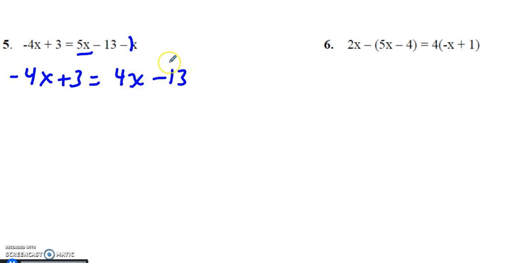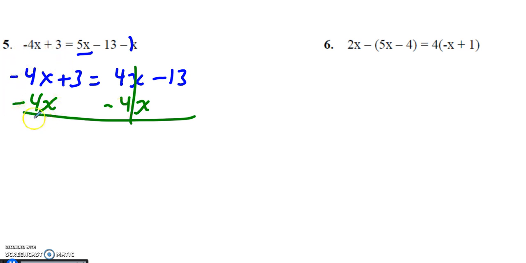So now, again, I want to get my variables on the same side. If I subtract 4x from both sides, they do cancel here, but it is a very common mistake. Do students think that they cancel here also? But -4 plus a -4 is -8x plus 3 equals -13.